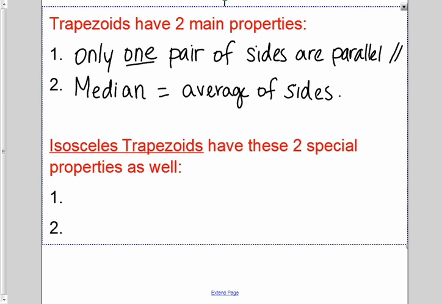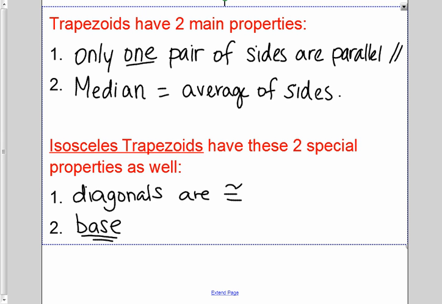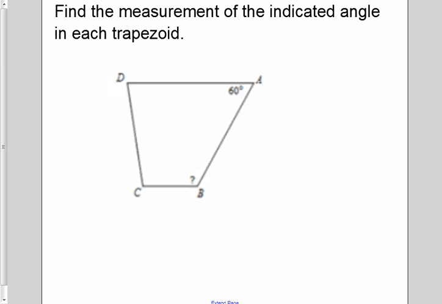If we have an isosceles trapezoid, the only difference really is that they have two sides that are congruent, right? So they're going to have the same thing that the regular trapezoid has, plus these two pieces of information. The diagonals are congruent, and the base angles are also congruent. Okay, so we're going to work out two problems of these and then we're done.